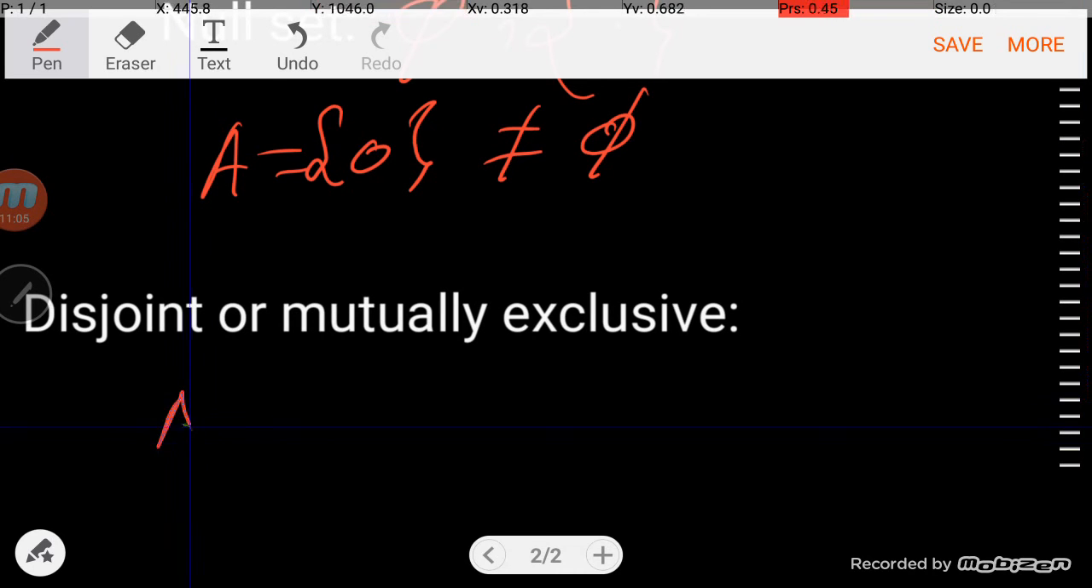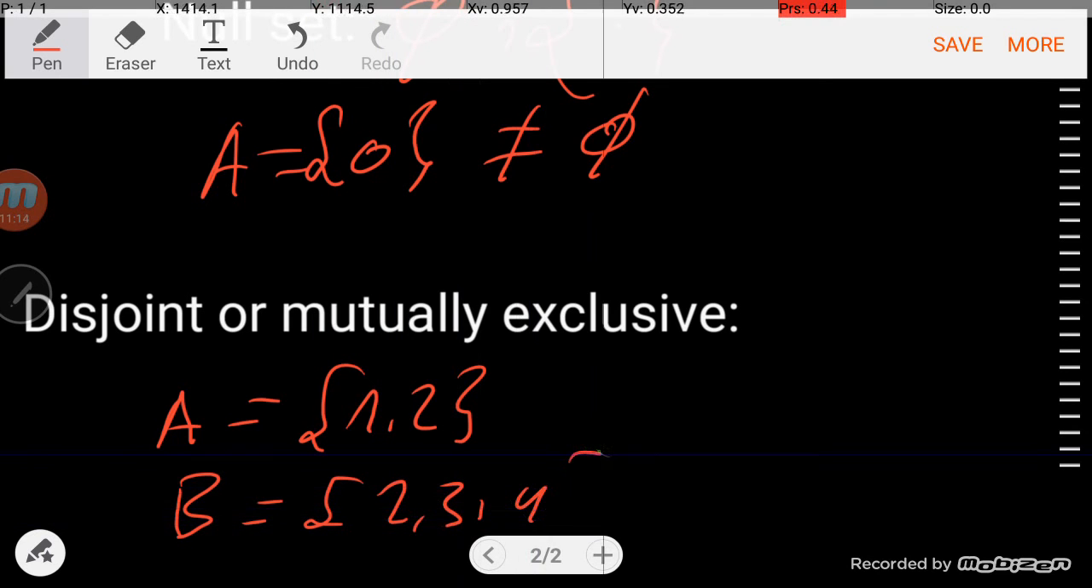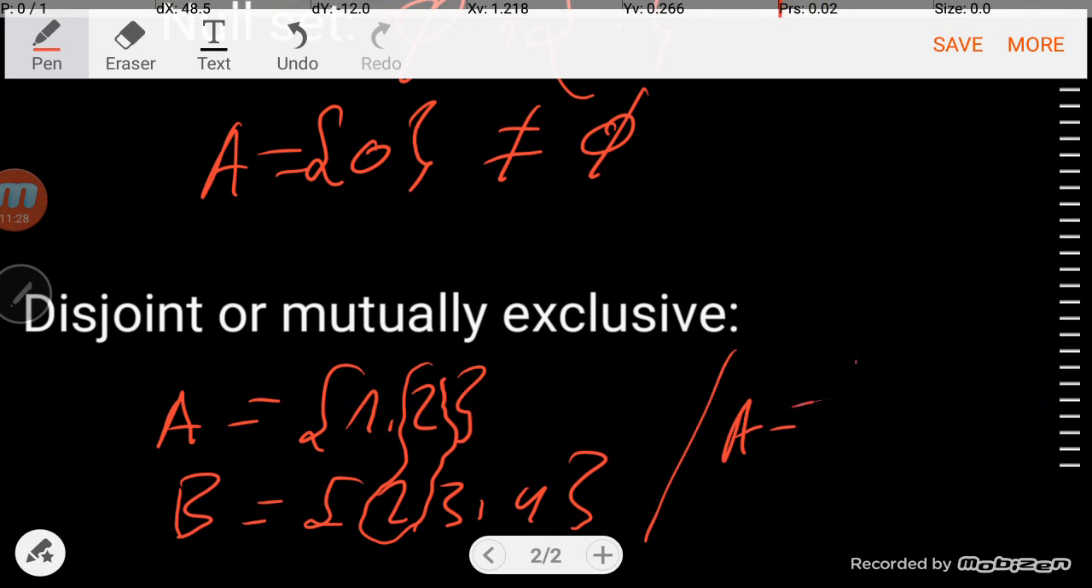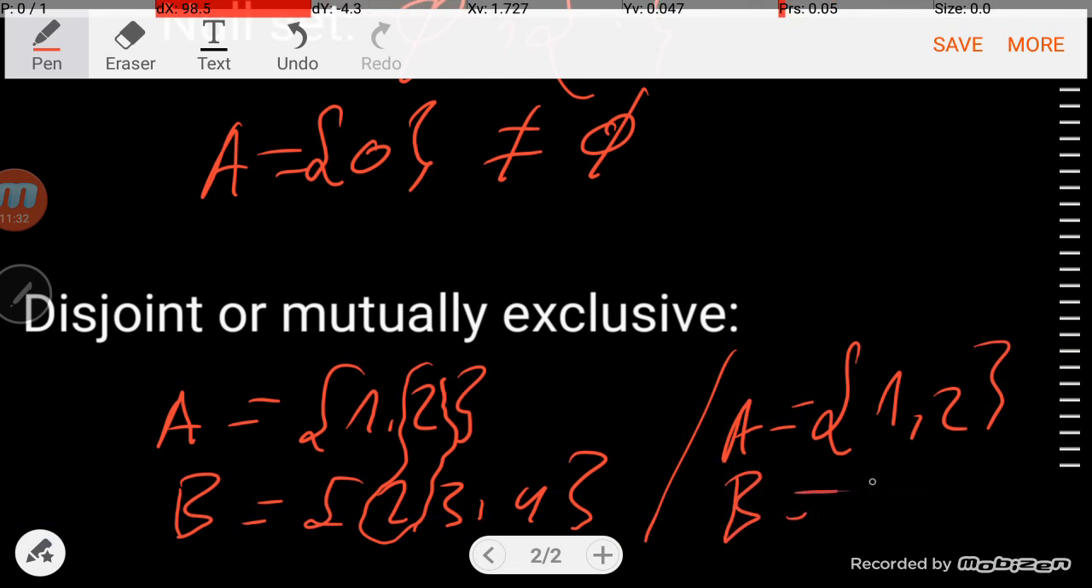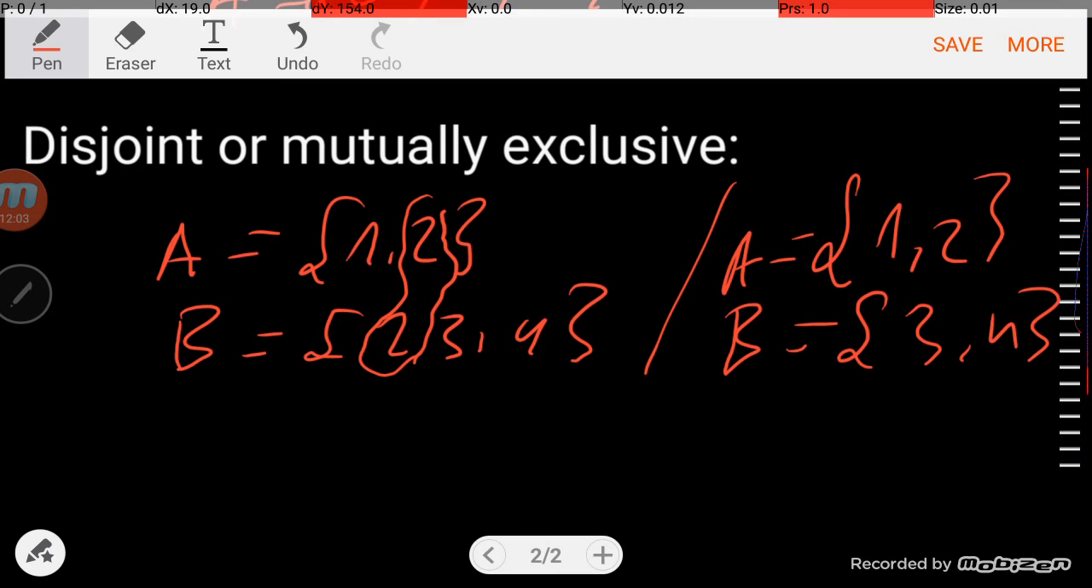Now, if A equal to {1, 2}, and B equal to {2, 3, 4}, we have common element 2. But if we have A equal to {1, 2}, and B equal to {3, 4}, they are disjoint or mutually exclusive. It means they have no common result. They have no common elements. We call it disjoint or mutually exclusive. This is an important concept we have to understand before going further in our subject.